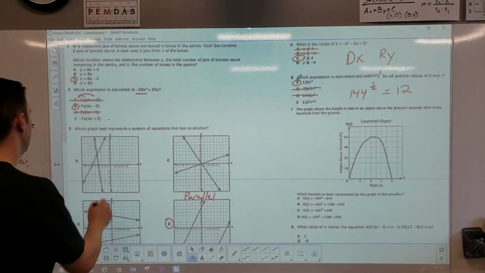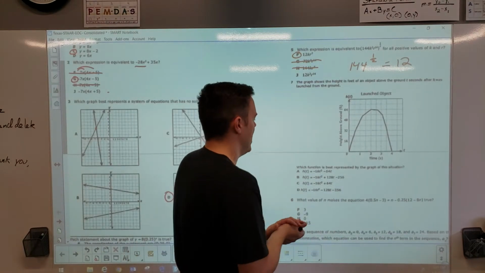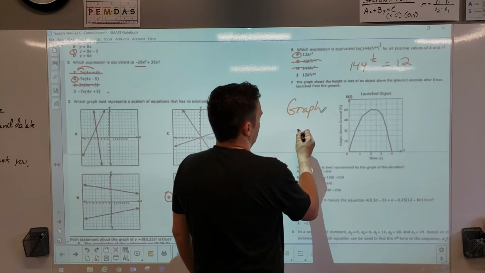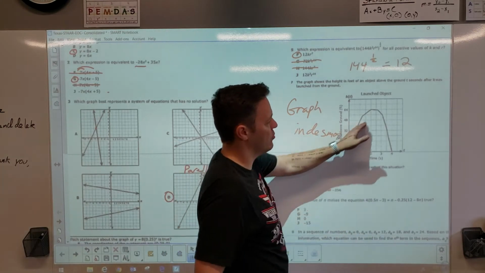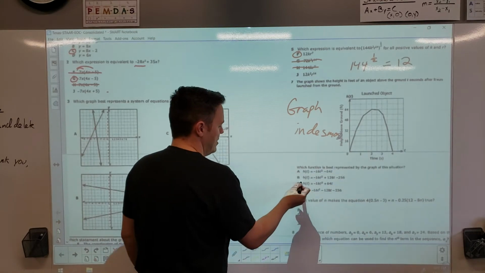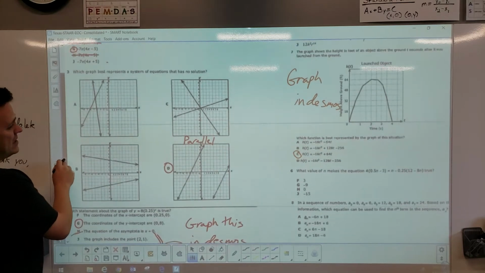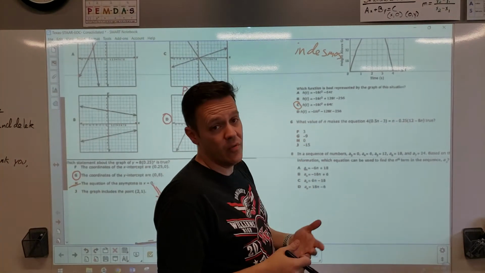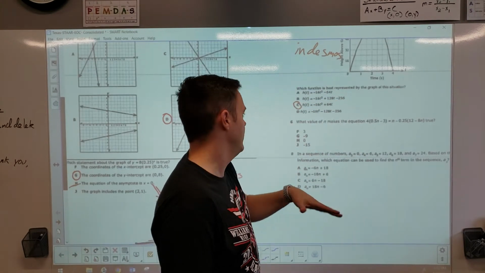Number 7. Well, these are out of order, as you guys can tell. I've kind of had to put a hodgepodge of things. You would graph this in Desmos, and then compare the graph, okay? When you graph it, you would see that C is the answer. It's not about knowing it's C and moving on. Make sure you understand that to get this, you graph it.